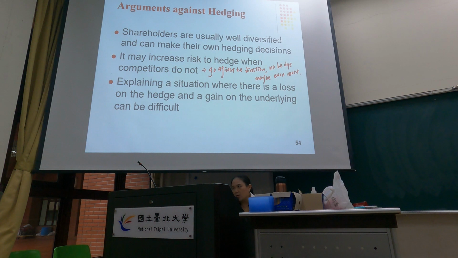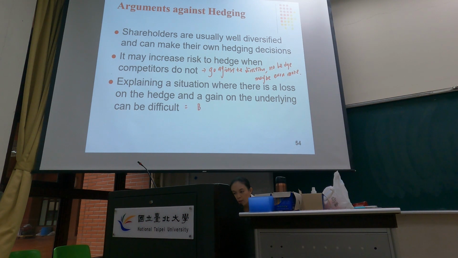So when you construct your hedging position, first of all, you have to try to predict and analyze whether or not you should hedge. If the price direction actually goes in favor of you, you don't have to hedge. Unless the price direction goes against you and you will have risk in the spot position, then you can decide that you want to construct the hedging position to lock in the prices. So explaining a situation when there is a loss on the hedge and a gain on the underlying can be difficult. So what does it mean?